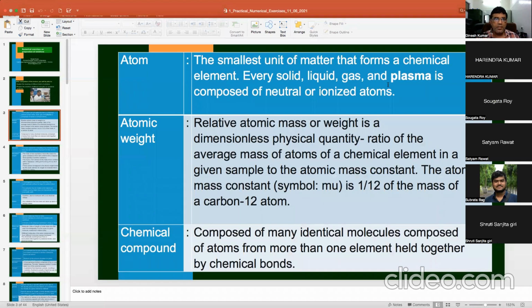In this case, you can see this is atom, the smallest unit of matter that forms a chemical element. That is the smallest unit of matter. Every solid, liquid, gas, and plasma is composed of neutral or ionized atoms. So you can see this plasma is kept outside solid, liquid, and gas. You need to know what is plasma.